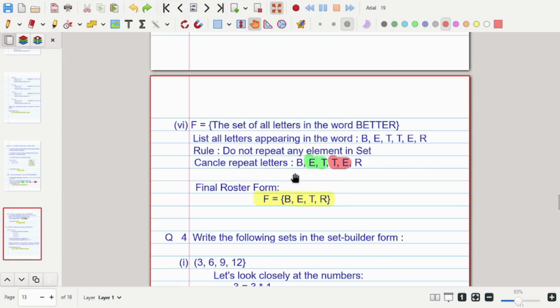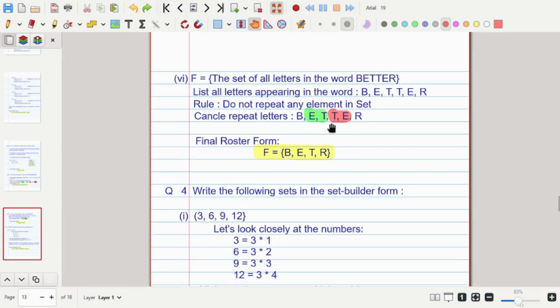So cancel the repeated letters. Here E appears 2 times, T appears 2 times. So we will cancel one T and one E. So our final roster form contains B, E, T, R.